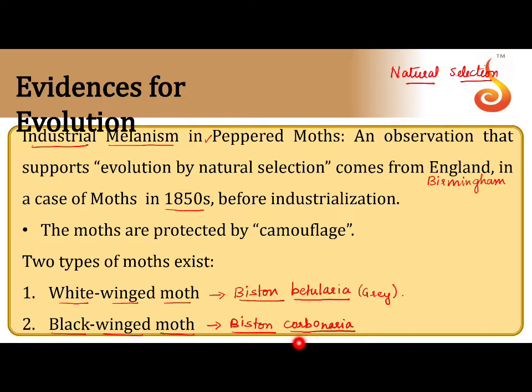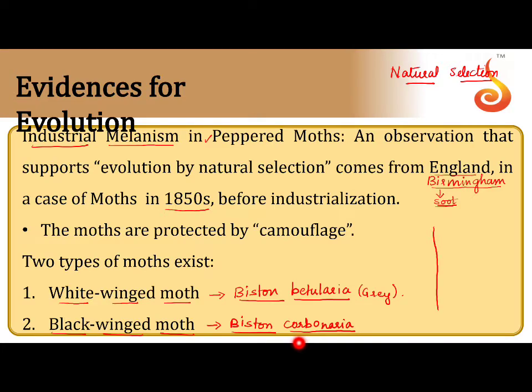Around the 1850s in England, a specific place called Birmingham underwent a lot of industrialization, and these industries were basically run on coal. Because these industries ran on coal, there was a lot of soot produced after the industrial revolution. Now, we are going to consider the two scenarios.